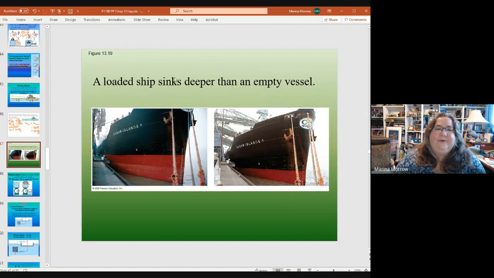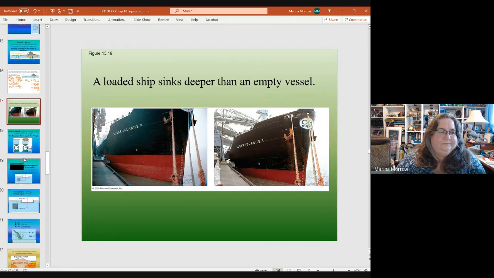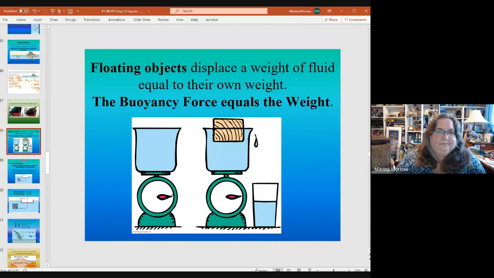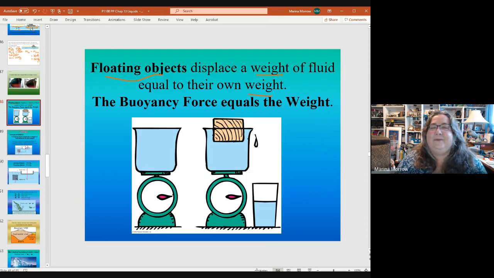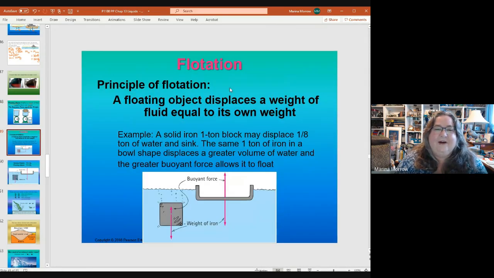And so for a ship, when you load it with more stuff, it sinks deeper in the water. So floating objects displace the weight of fluid equal to their own weight. This only occurs for floating objects. Okay, what if the weight is greater than the buoyancy force? We don't usually do it the other way. Anyway, this is one reason that ships can float even though they're made of iron.